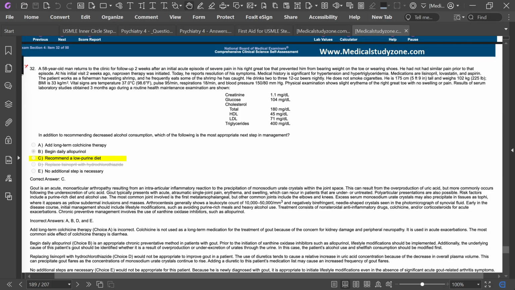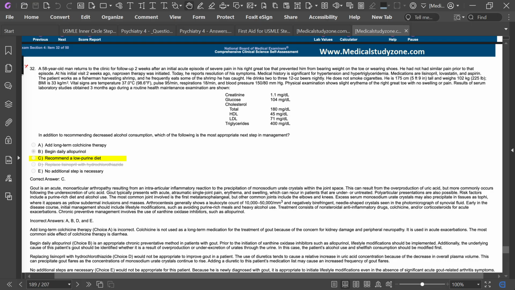Early in the disease course, initial management includes lifestyle modification, avoiding purine-rich meals, and avoiding heavy alcohol use. Treatment consists of non-steroidal anti-inflammatory drugs, colchicine, and corticosteroids for acute exacerbation. Chronic preventive management involves xanthine oxidase inhibitors such as allopurinol. Because it's his first gout attack, we start with lifestyle modification. We don't give him allopurinol yet.